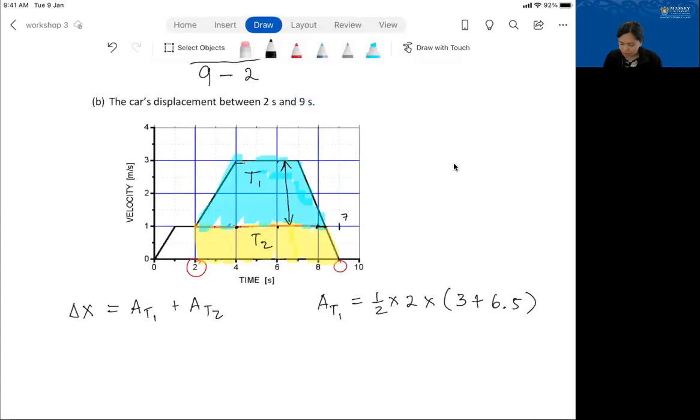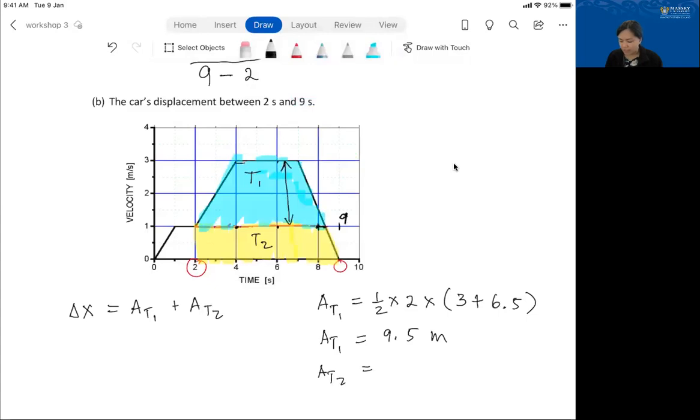So sorry, that's 9 seconds. That means one dashed grid is 1 second. So this small bit here is, say, about 0.5 seconds. If you plug everything in your calculator, that will give you about 9.5 meters for the area of the first trapezoid. It's above the horizontal axis, so it's positive.